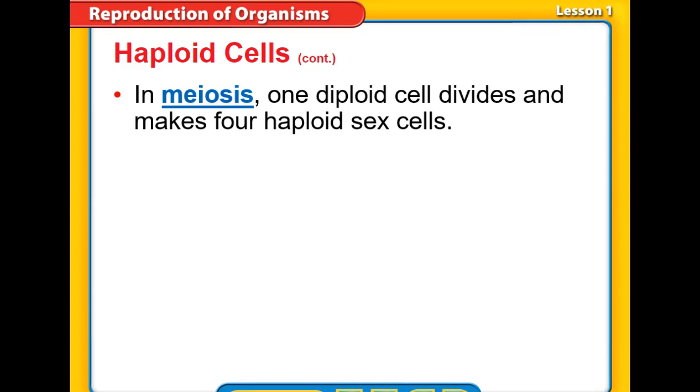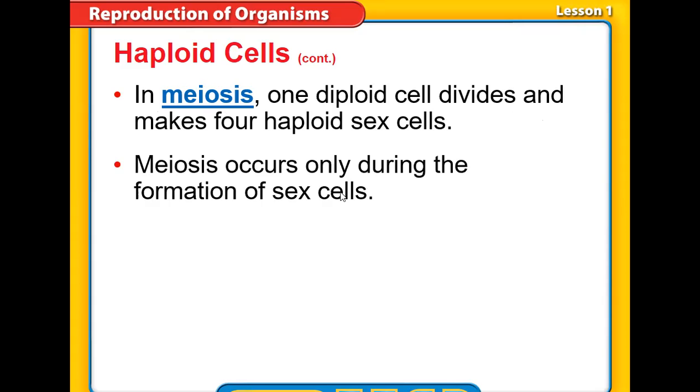So we said that these sex cells, the egg and sperm, to have half the number of chromosomes, must be formed by a special type of division, which is meiosis. Meiosis happens only in the reproductive cells, the cells found in the reproductive organs, which means the ovary in female and testes in male. That division leads to formation of sex cells, sperm and egg, each containing half the number of chromosomes. As we can see in meiosis, one diploid cell divides and makes 4 haploid sex cells.